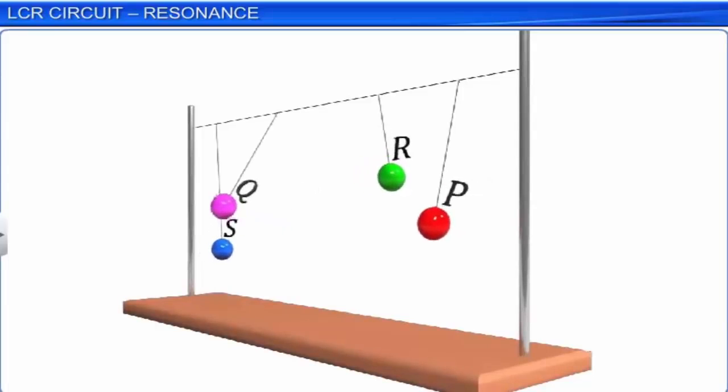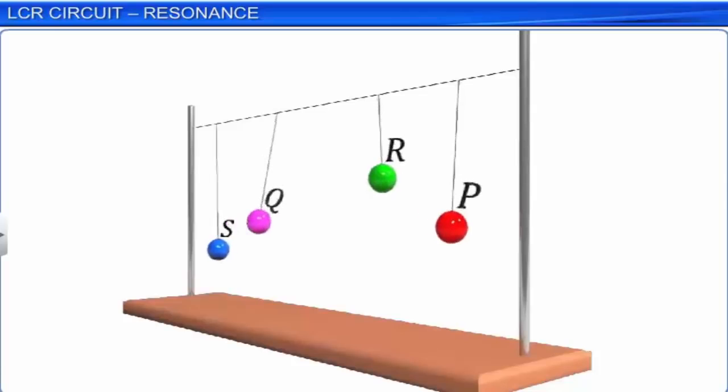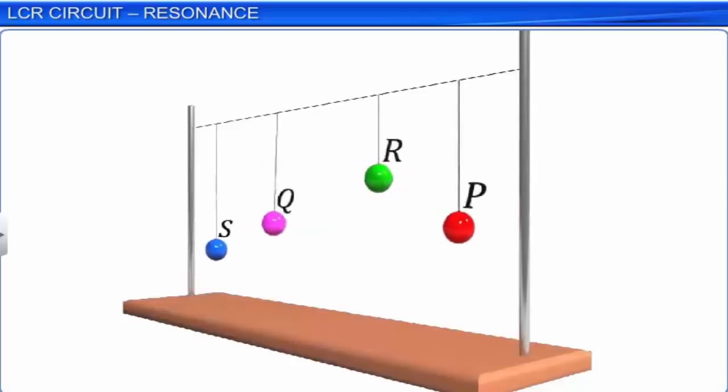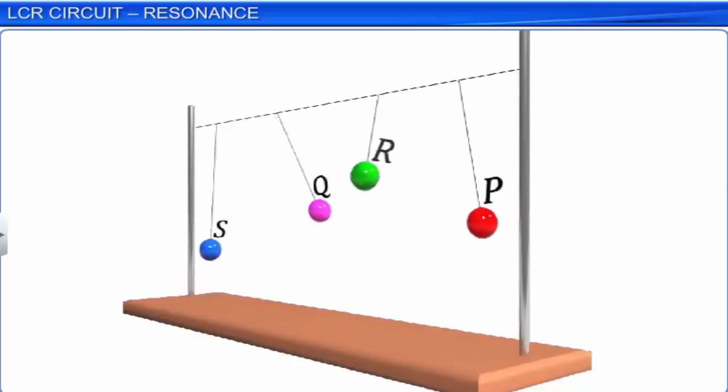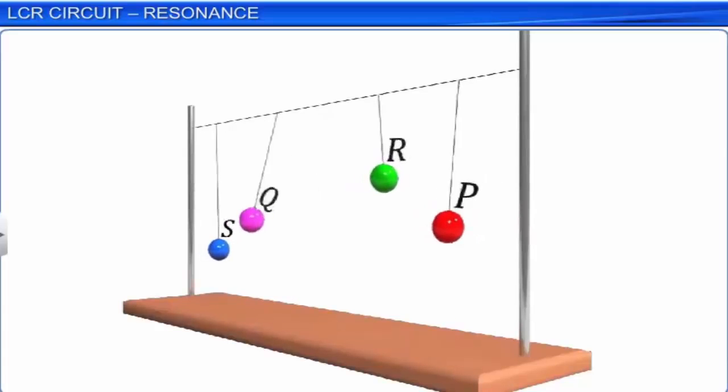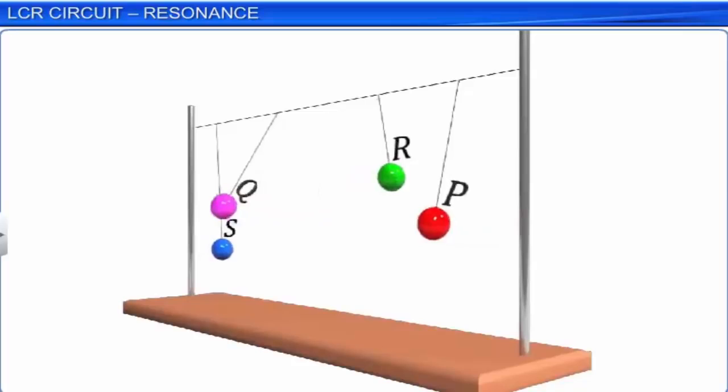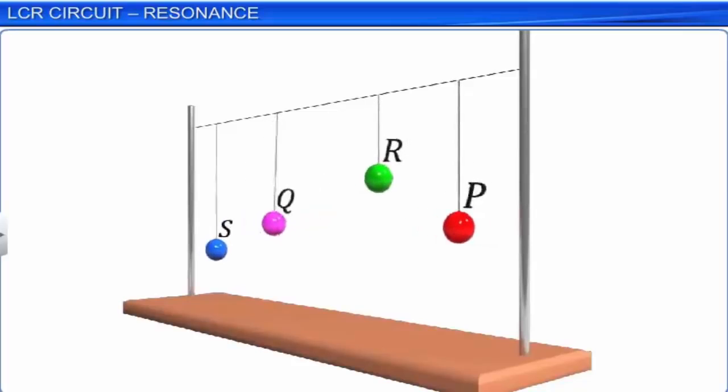Hence, the natural frequencies of these 2 pendulums are equal, and this gives rise to the situation where the pendulum Q oscillates with increasing amplitude due to resonance. This is an example of resonance in mechanical systems.